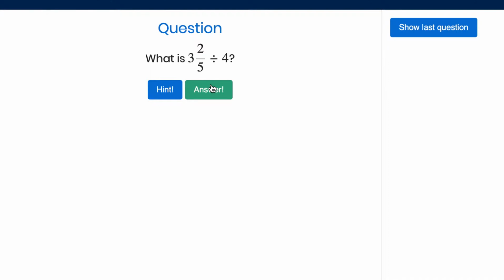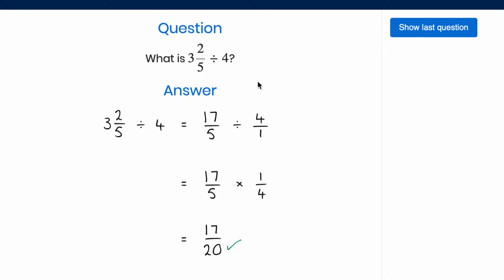Now, as mentioned just a second ago, the key step is to change the mixed number to an improper fraction first. Then we can apply our method from the last two questions. Now remember, an improper fraction is a fraction where the numerator is bigger than the denominator, and we can change all mixed numbers to improper fractions. So 3 2/5 is the same as 17 over 5, because we do 3 times 5 is equal to 15, and then 15 plus 2 is equal to 17 to get the numerator, while the denominator stays as a 5.